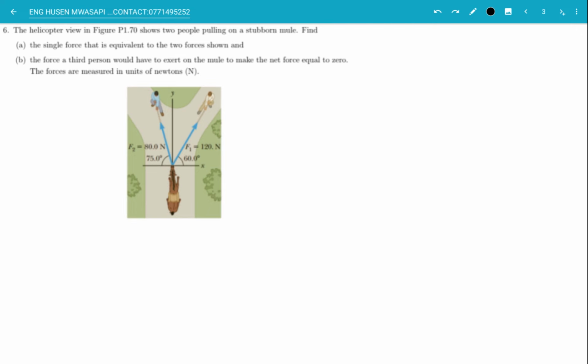B says you're trying to look for the third force that a third person would have to apply or exert on the mule to make the net force, the total sum of all the forces added together, equivalent to 0. You know what, let's just continue solving this. So let's look for that force a third person would have to exert on the mule to make the net force equal to what? 0.